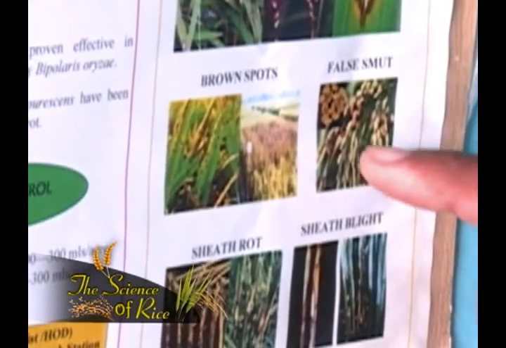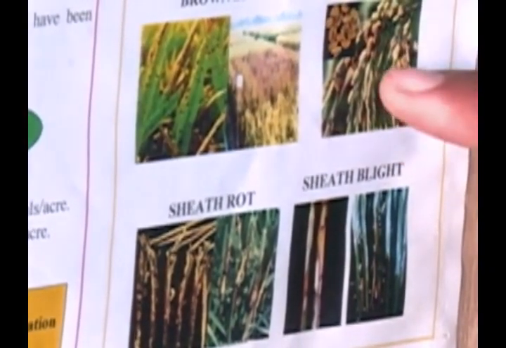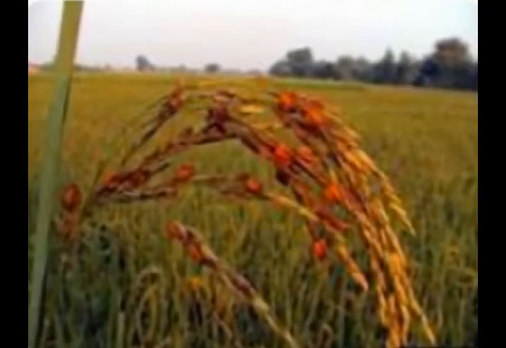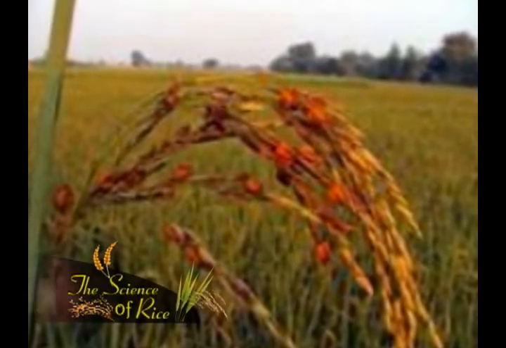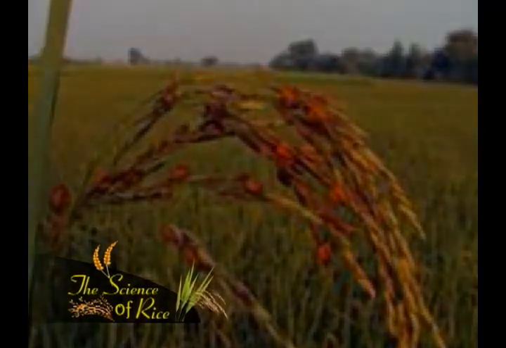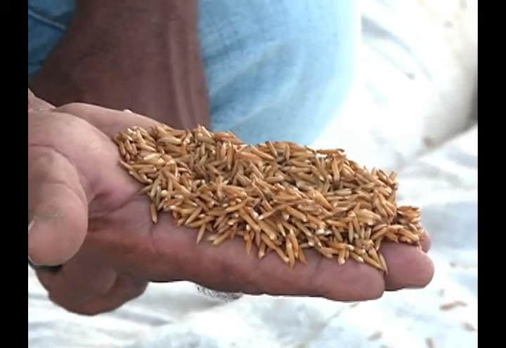Another common disease is false smut. False smut appears as a dark brown velvet color on the grains when the rice is in the reproductive stage, and as it gets older, it gets dark brown, dark black to brown, and in the earlier stage it's kind of yellow. Sheath rot and sheath blight have the same cultural control methods as brown spot.